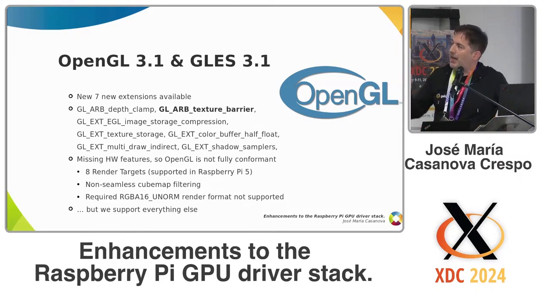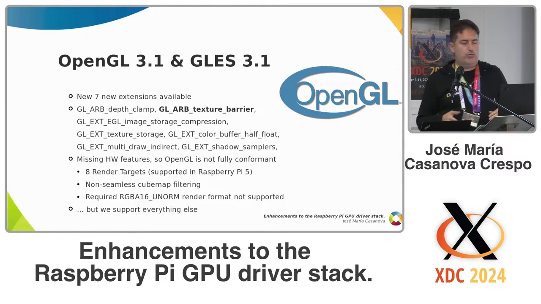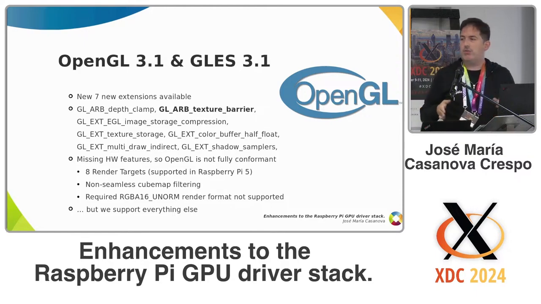I highlighted one that is a small and simple extension, texture barrier, that allows you to put a point of synchronization when you are rendering. So for the textures after this point, you have a guarantee that they have been flushed to memory, so you can reuse them in different places. It has improved the performance a lot, as we have perceived in the Raspberry Pi.